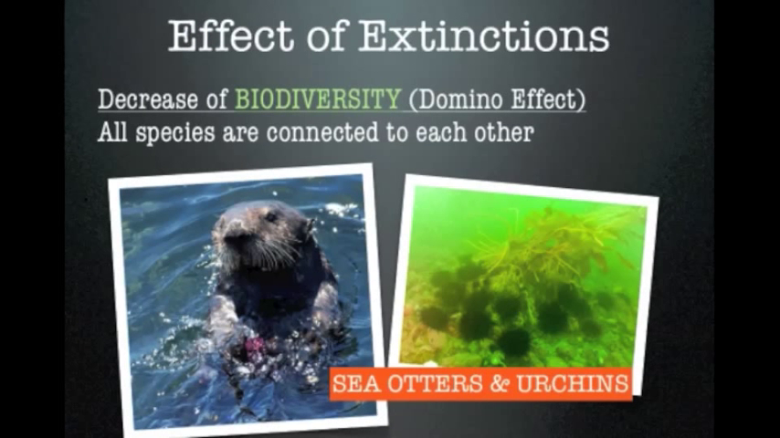So there is an effect to extinctions. The main effect is a decrease of biodiversity, and it creates a domino effect where if one species is affected, then it affects a whole bunch of other species that are connected to it within the food web. An example would be sea otters and urchins. So I urge you to Google the interactions between sea otters and urchins and what the relationship is between the two.